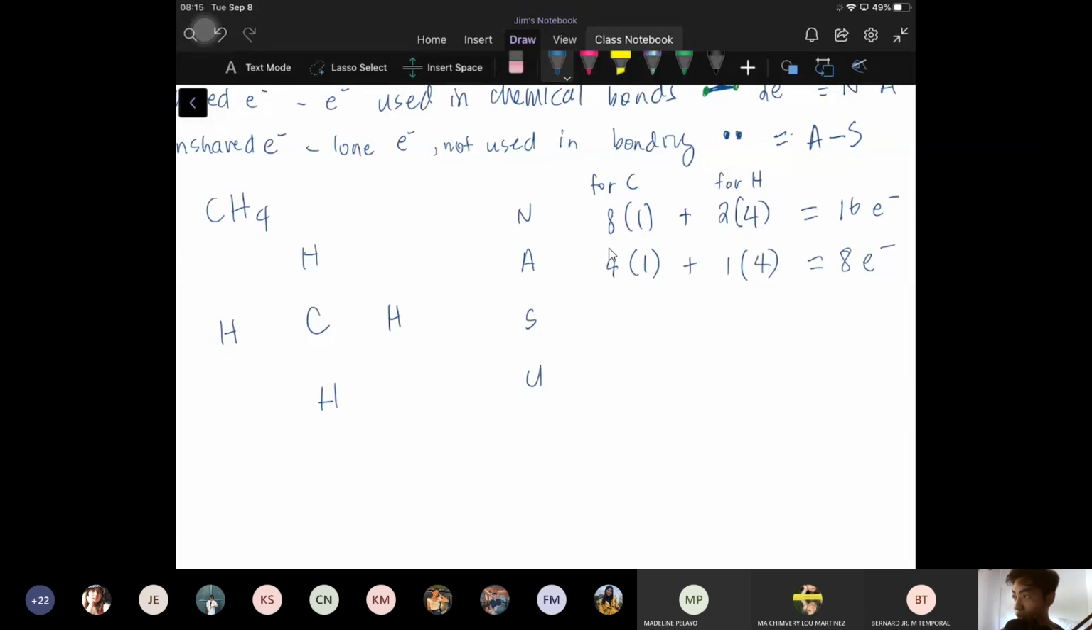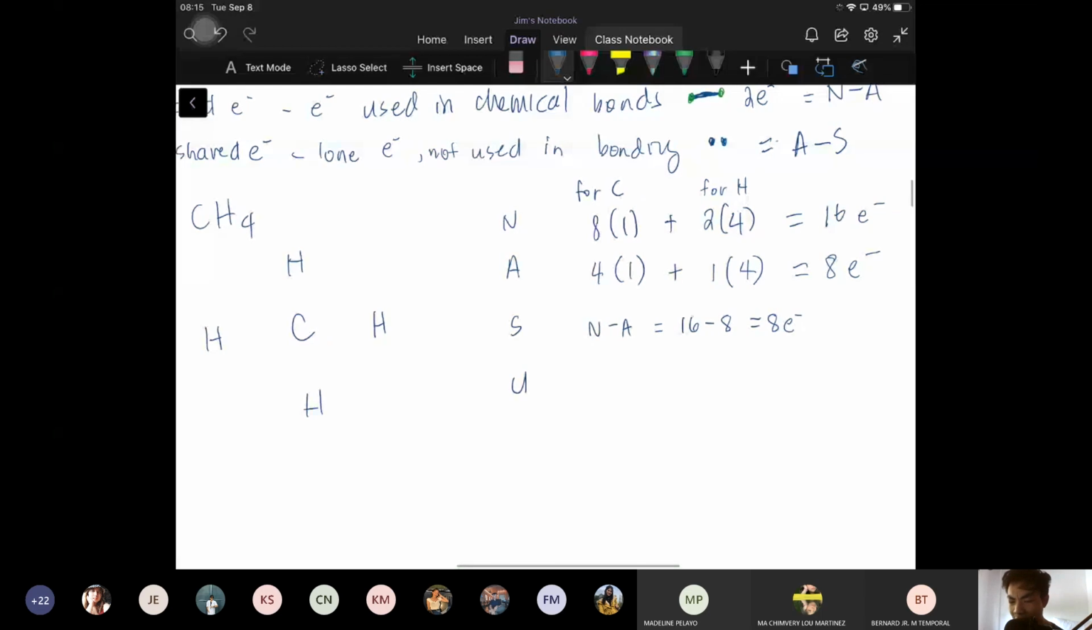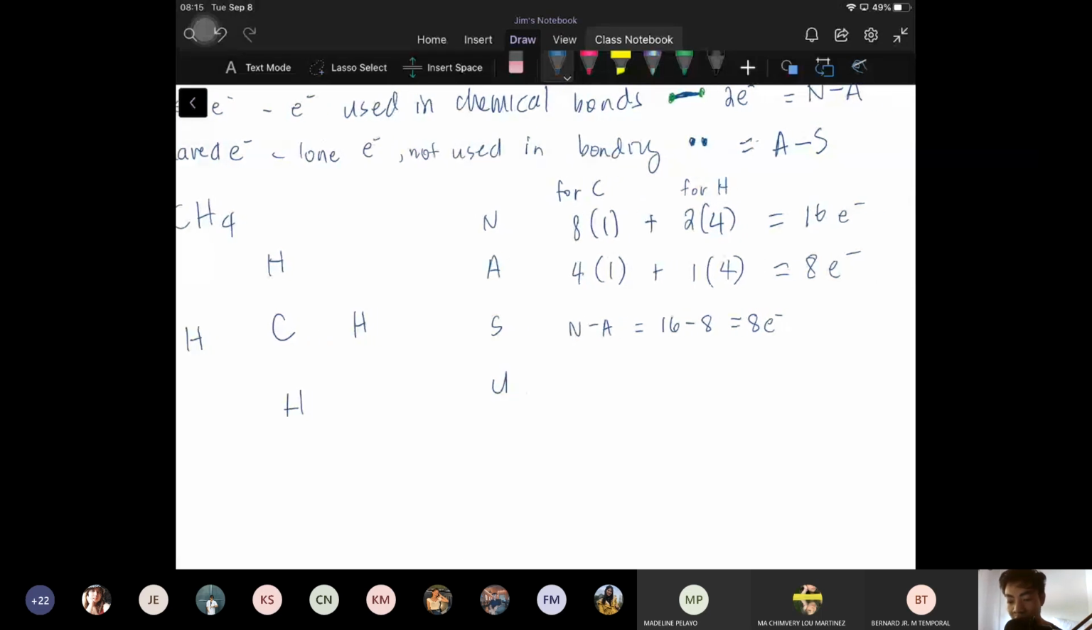Again, N, ito yung Octet Rule. A, ito yung valence electrons. To get the S or the shared electrons, you're going to subtract N minus A, the needed minus the available. So that's 16 minus 8, 8 yon, 8 electrons. Saan gagamitin yung 8 electrons? They will be shared in the form of chemical bonds.